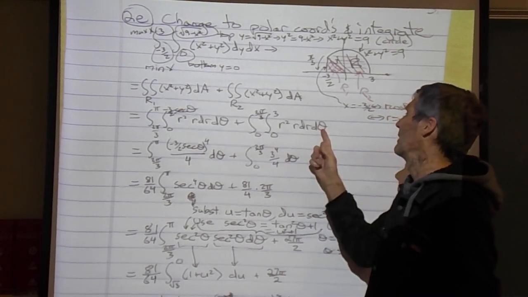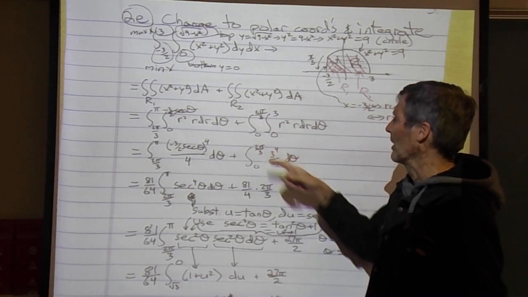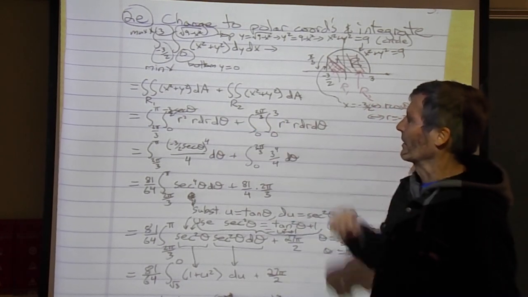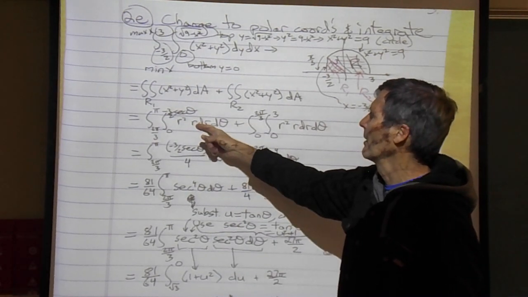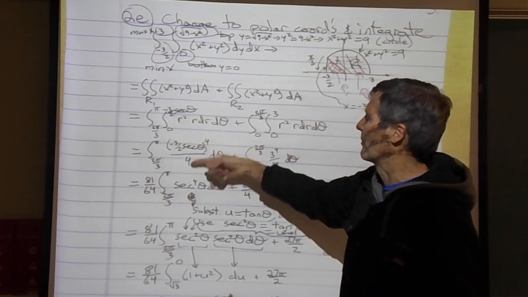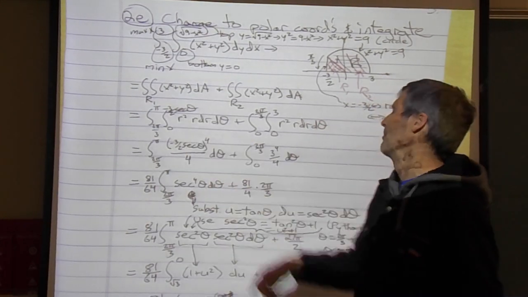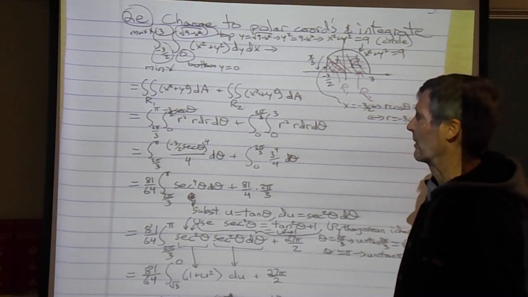Then you have to integrate d theta with respect to theta, 0 to 2 pi over 3. This one is a little tougher. When you integrate r cubed, you get r to the 4th over 4. You get minus 3 halves secant to the 4th over 4, minus 0 from the bottom endpoint. And I have to integrate that with respect to theta. That's kind of a hard integral.